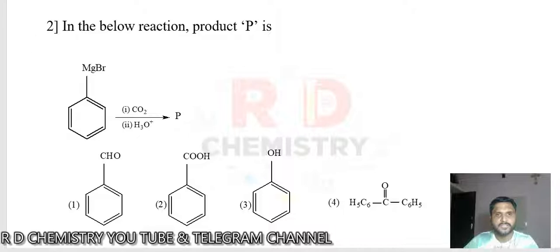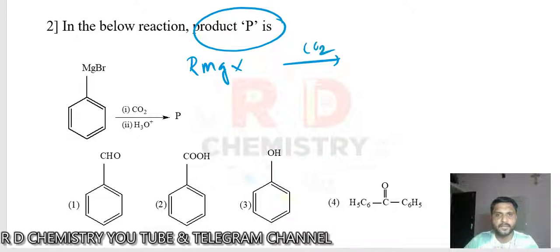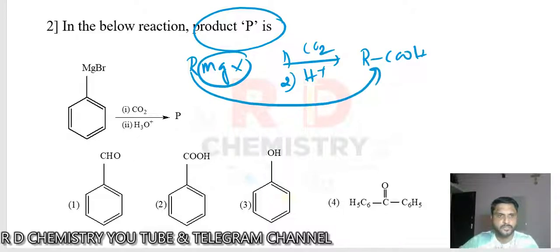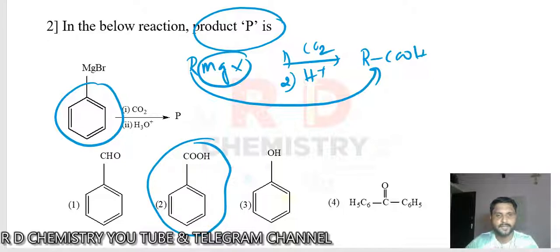In the following reaction, the product P is... This is a Grignard reagent RMgX. When treated with carbon dioxide and then acidified in two separate steps, we are going to get the corresponding carboxylic acid, correct? So R becomes RCOOH. Therefore benzene should be converted to its carboxylic acid. Therefore the answer is option number 2, right?